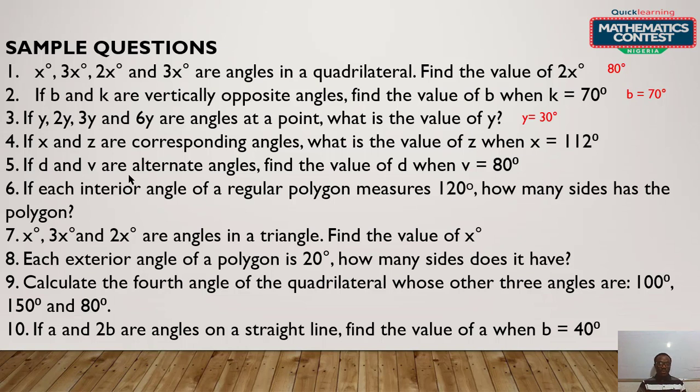Angles at a point sum to 360. So y plus 2y plus 3y plus 6y gives us 12y. Now that 12y, 360 divided by 12 will give us 30 degrees. That is for question number 3.